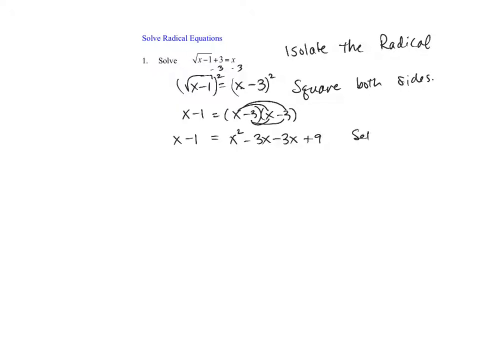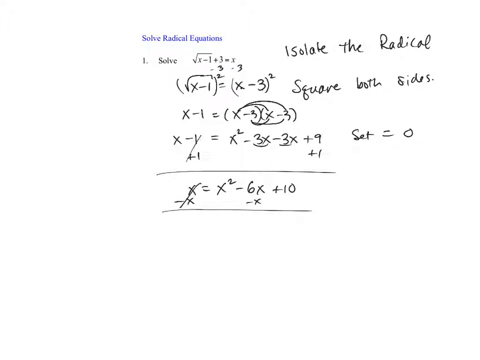And next we're going to set it equal to 0. So I'm going to add 1 here, and I get x equals x squared. Looks like I could combine those to get negative 6x plus 10, and then subtract x from both sides, and I get 0 is equal to x squared minus 7x plus 10. And now just check, sometimes we can factor. You might need to use the quadratic formula, but it looks like I could factor that as 5 and 2. Both of them need to be negative to give this a positive 10.